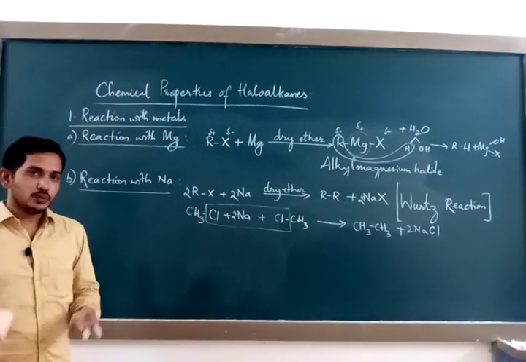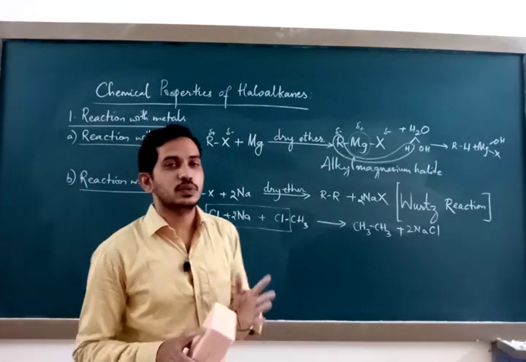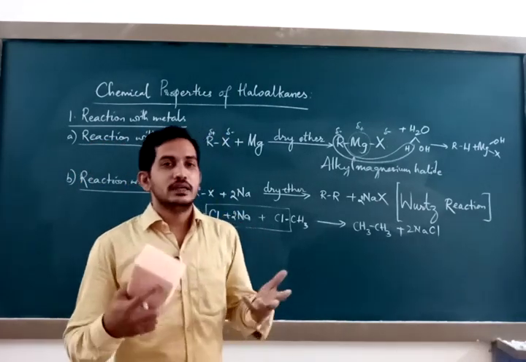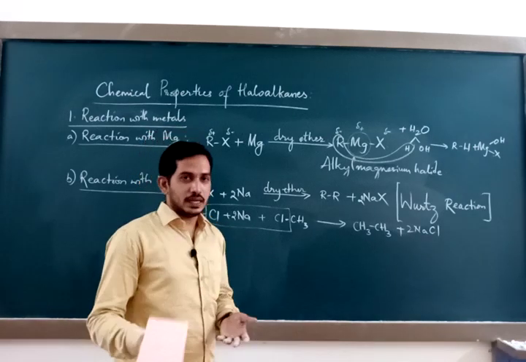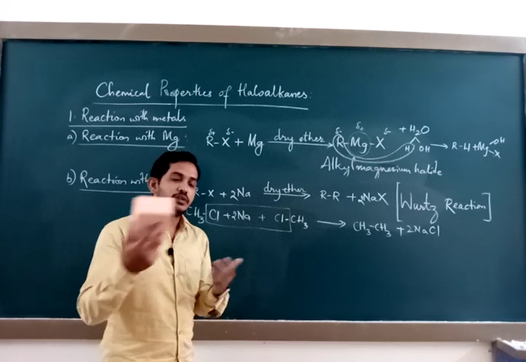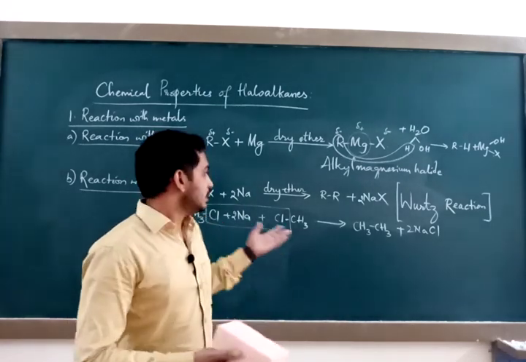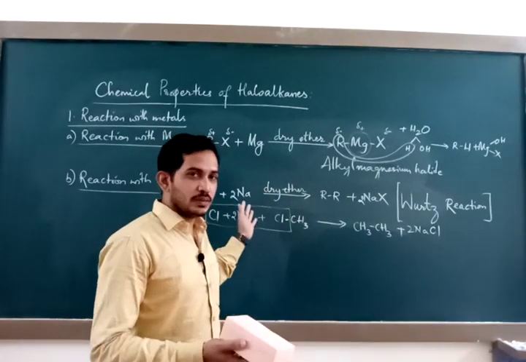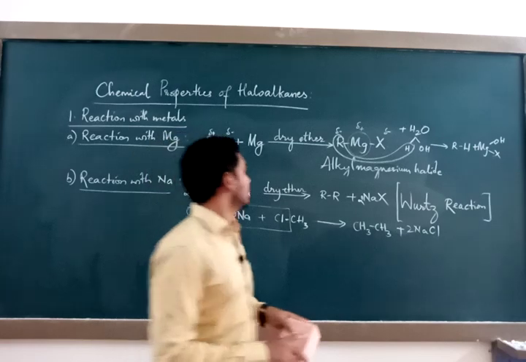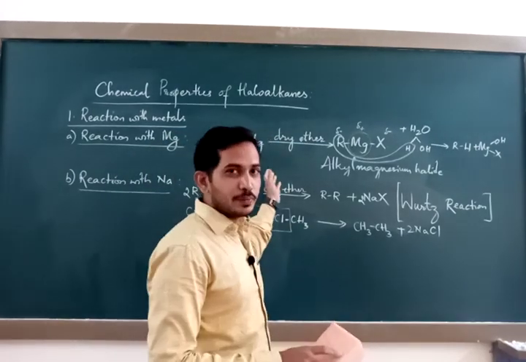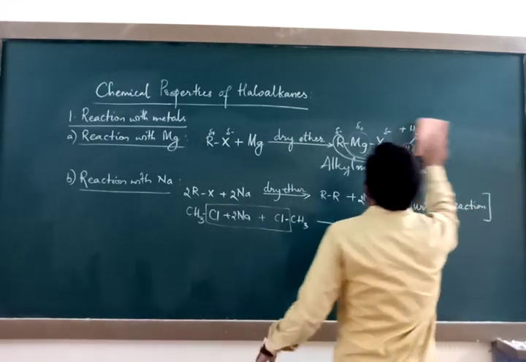So there are only 2 reactions of metals for your syllabus. One is with magnesium, the other is with sodium. With magnesium it forms the Grignard reagents, with sodium metal it forms alkanes. With magnesium, if it forms alkyl magnesium halides, it is Grignard reagent. If it forms alkanes with sodium metal, then it is called Wurtz reaction. This was your first chemical property, reaction with metals. Let us see the second one.